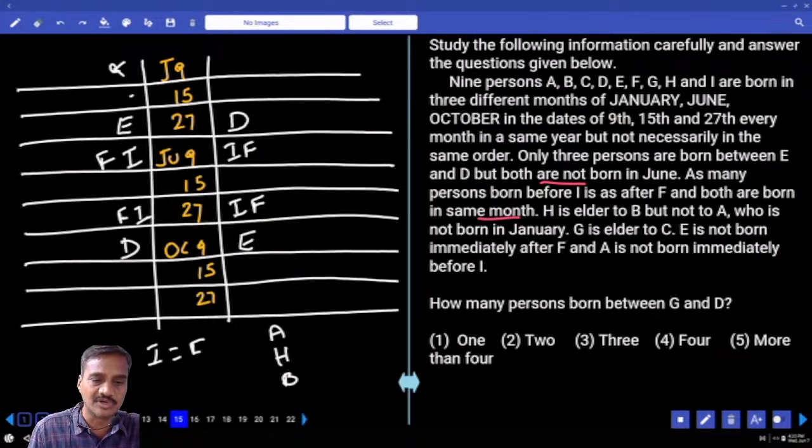A is not born in the month of January. Hence A is here, H is here and B is here. Are you following this one or not? And now, A is not in the month of January, A, H and B like this.